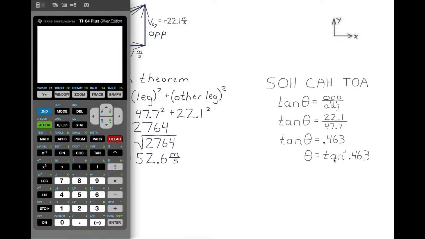I can calculate the inverse tangent of 0.463 on my calculator. Notice that on this calculator, the inverse tangent symbol is written in blue, above the tangent key. That means that the inverse tangent function on this calculator is accessed by using the blue second key. So I hit the second key, then I hit this key to access the inverse tangent function, and now we take the inverse tangent of 0.463. Our result is that theta equals 24.8 degrees.